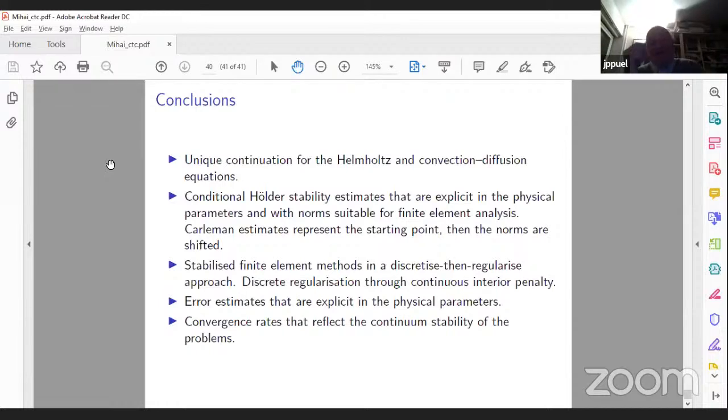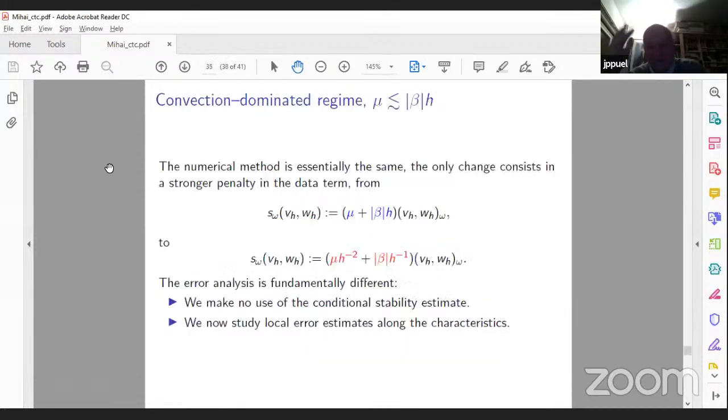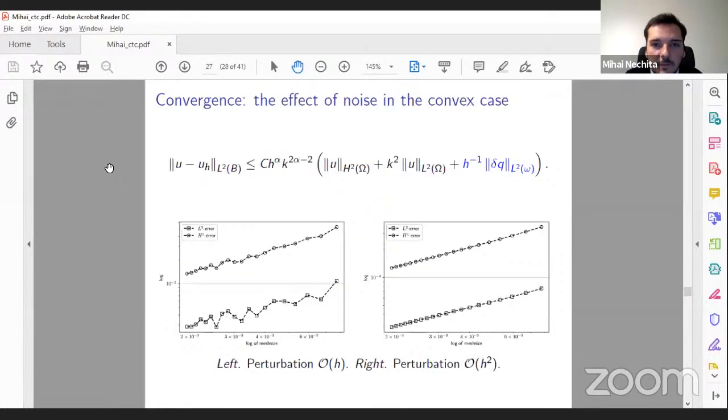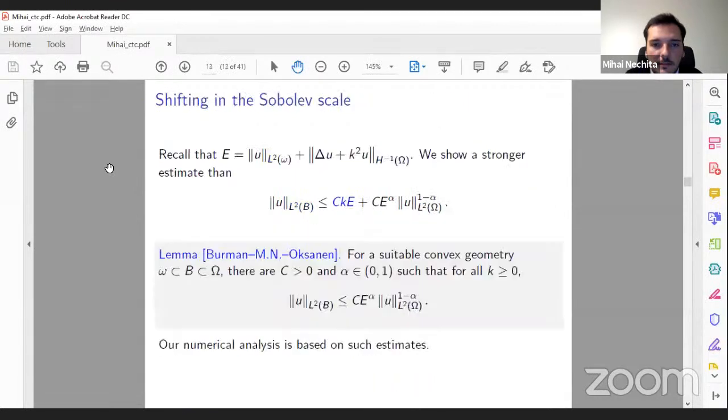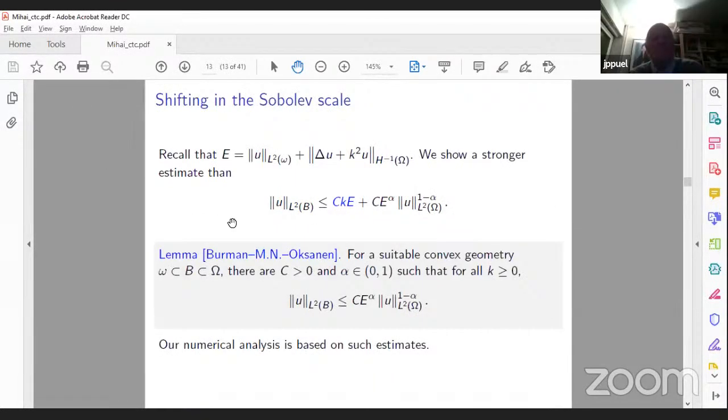Hello. In your three balls inequality, at the end, at least the last ones were obtained with the convex assumption. Yes, for the Helmholtz, yes. Okay. Maybe I can go to the slide. Yeah, this one. So these are in the convex setting. The question is for the numerical estimates. Do you assume also the convex geometry assumption or not?